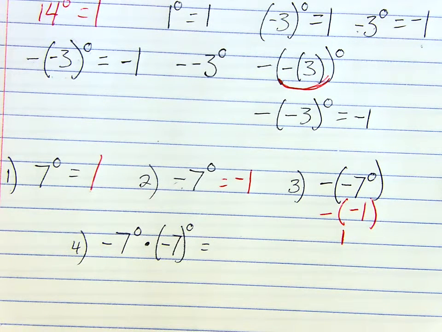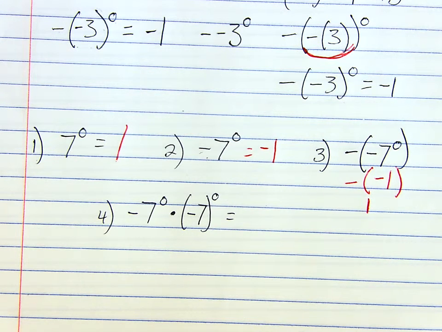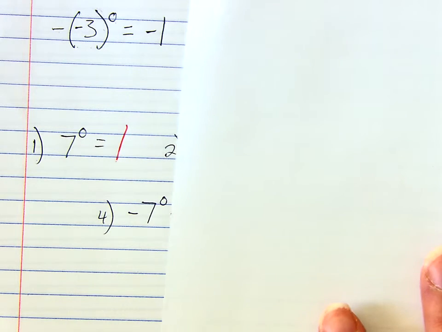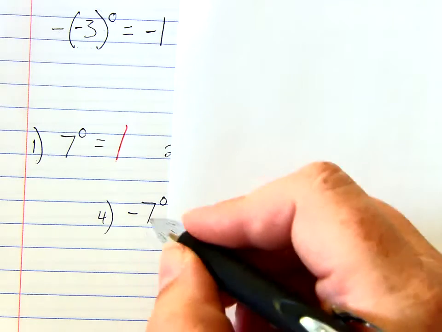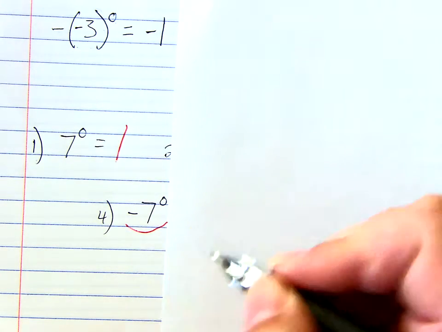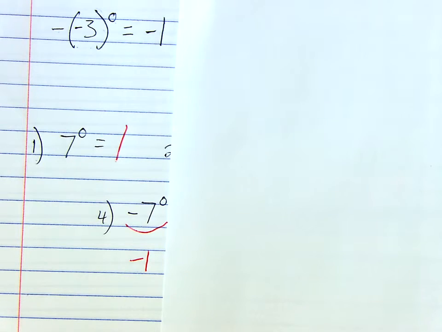Okay, and then number 4, we have 2 parts. So let's take a look. Sometimes with these too, if it's helpful for you to just cover up pieces and do one piece at a time, do that. So if I just asked you what that was, you would tell me -1. It's the same thing as question number 2. So hopefully we realize, okay, this chunk right here is just -1.